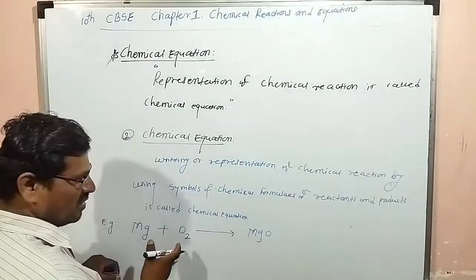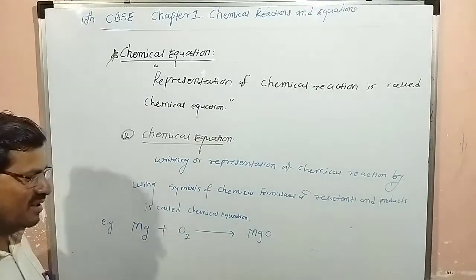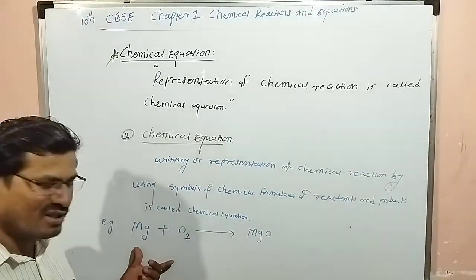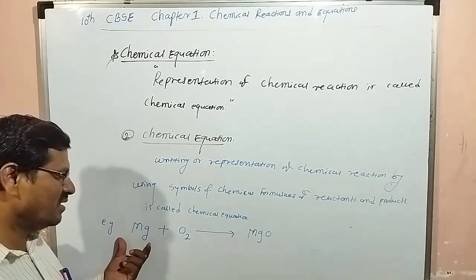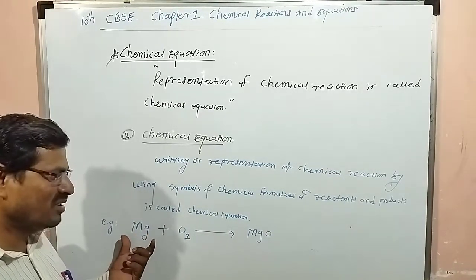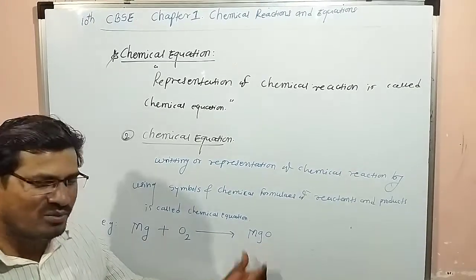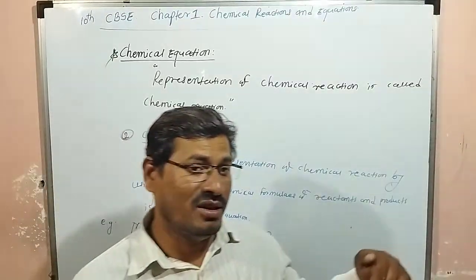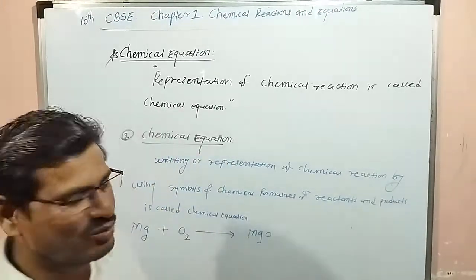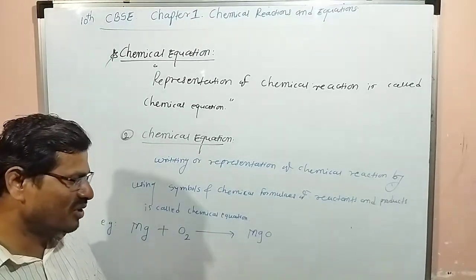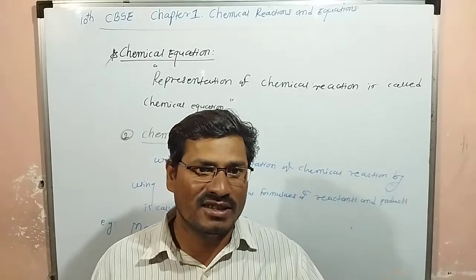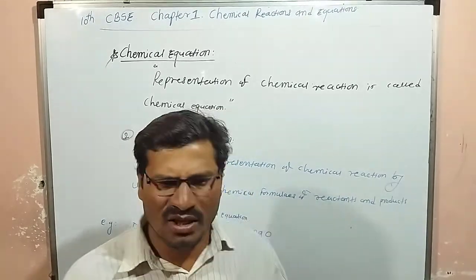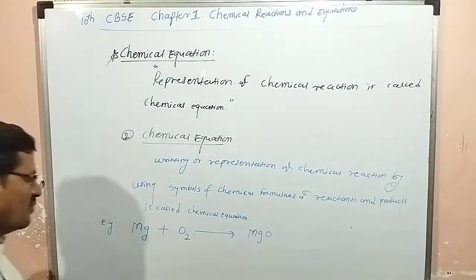And here this chemical reaction or this equation is not balanced. That means the number of atoms in the reactant side is not equal to the number of atoms in the product side. Then this is not a balanced chemical equation, and such a chemical equation you are saying skeletal equation. Okay, that one later on I will tell.